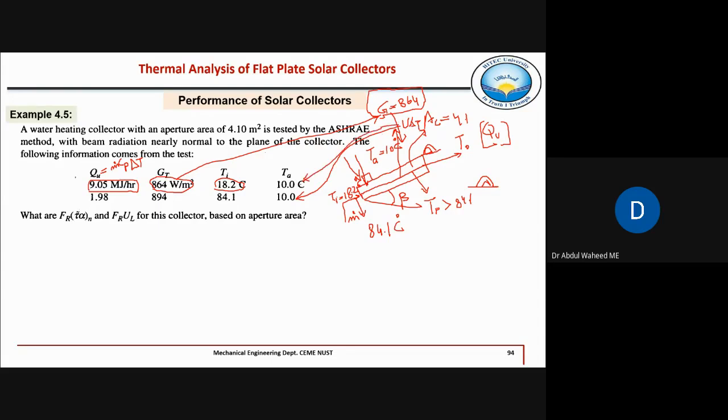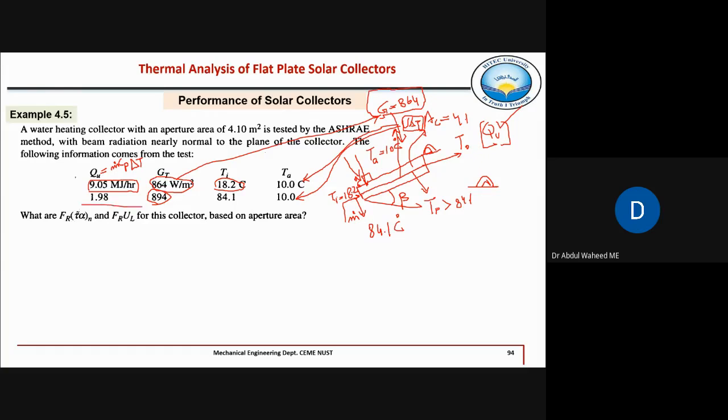Right, in the first case, plate temperature was low. In the second case, plate temperature would be very high because TI is very high. So that's why, and G_T, the available radiation is 894 in the second test. And the QU is measured to be only 1.98 megajoules per hour. Although available radiation is increased, but this U delta T term, the losses would be very high, right? So using this experimental setup, we are not measuring these losses. We are only measuring the heat gain, right? And that is shown here, 1.98.